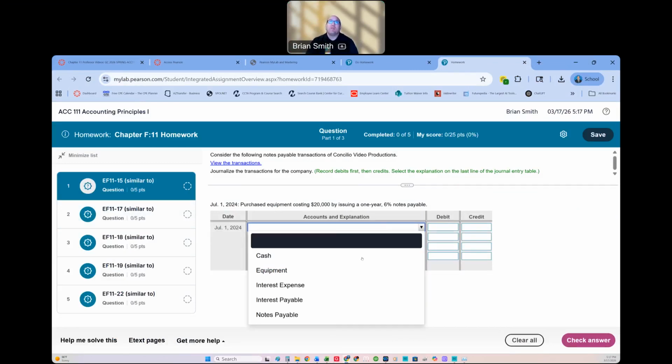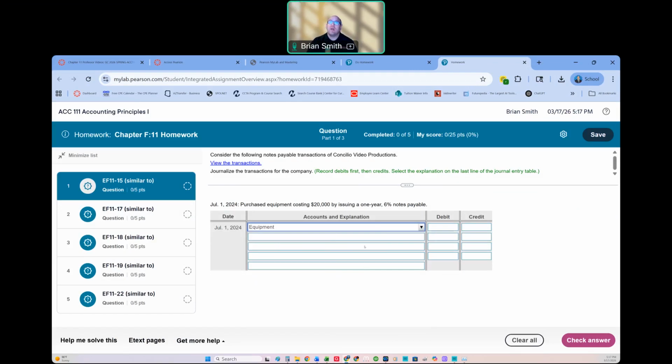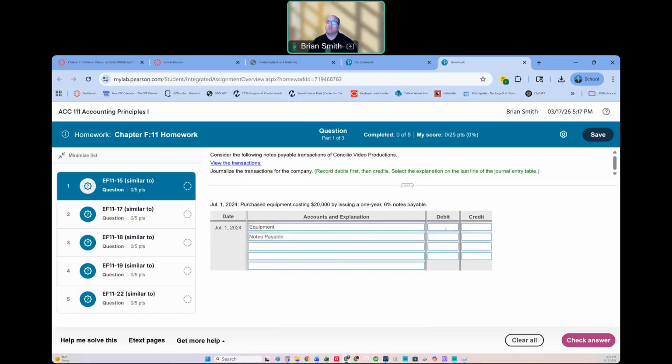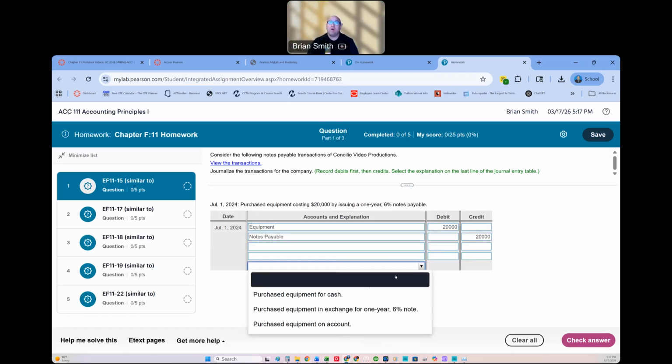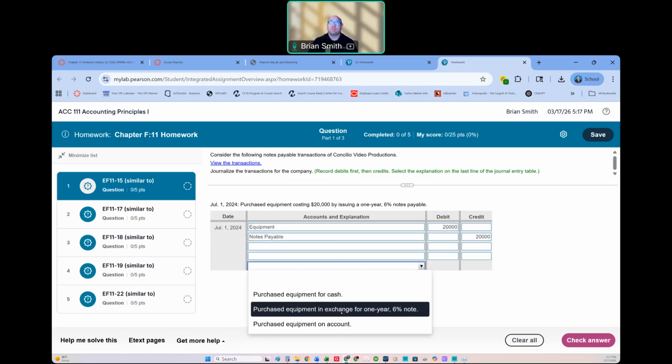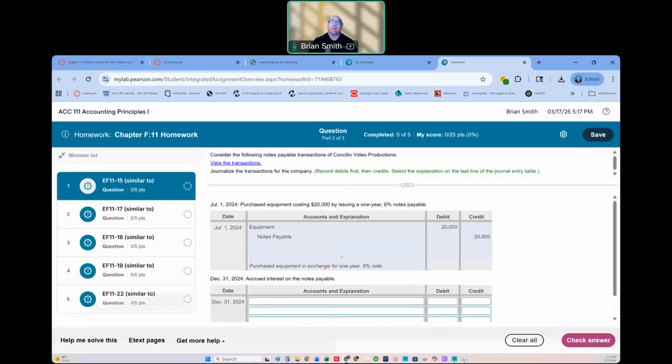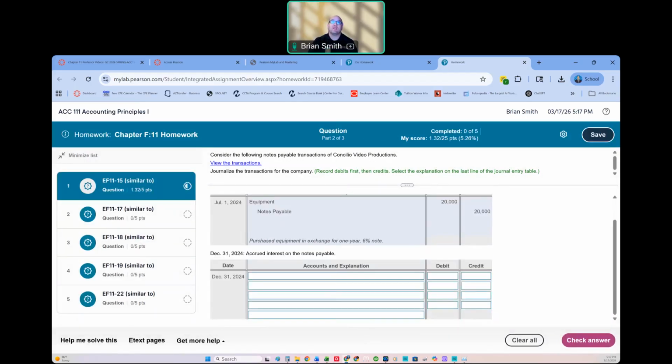All right, so we're going to get equipment as a debit, notes payable for 20,000. We didn't buy it with cash. We did it in exchange for the 1-year note. Okay, good. Next aspect, we're accruing December 31st.